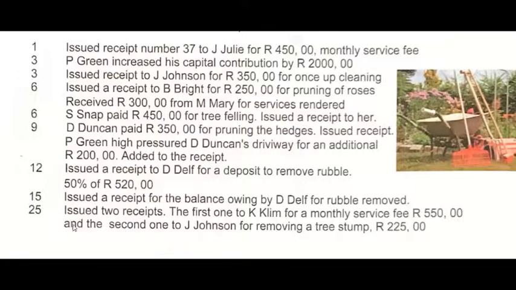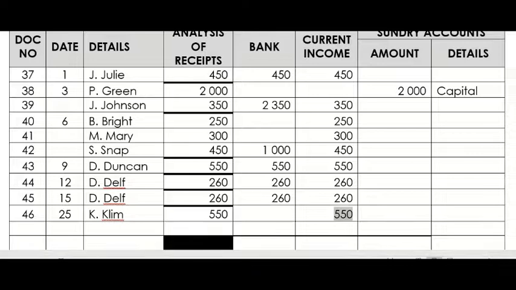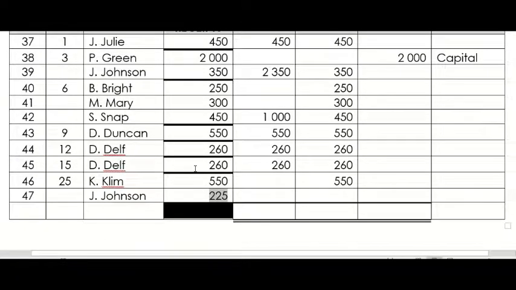And then lastly, the second receipt on the 21st was to J. Johnston for removing a tree stump for 225 Rand. Okay, so it's receipt number 47. Don't write 25 again because it's still on the same day, so leave this block blank. It's to J. Johnson, 225 Rand, and because this is now the last transaction for the day, you can add these two values together, cash up your till, and put the total, the 775 Rand, into bank. And then you have to specify what this 225 Rand was for. It was for removing a tree stump, in other words, current income.